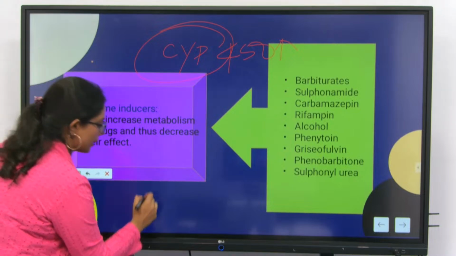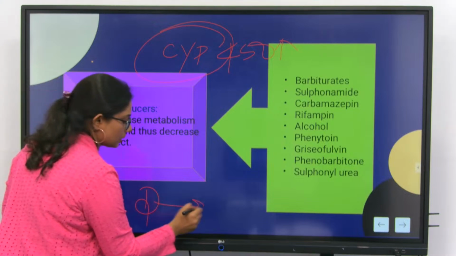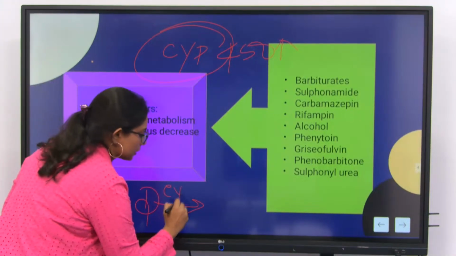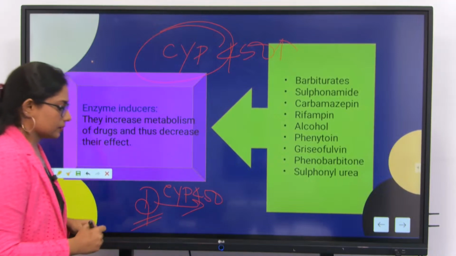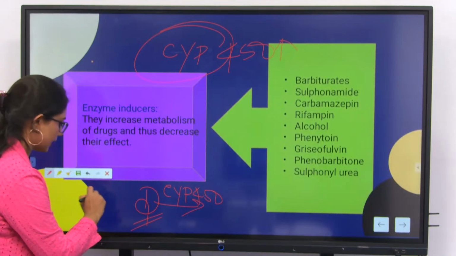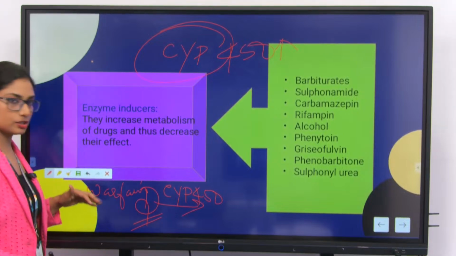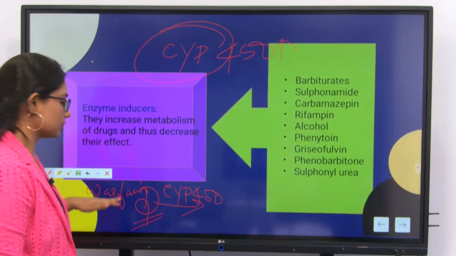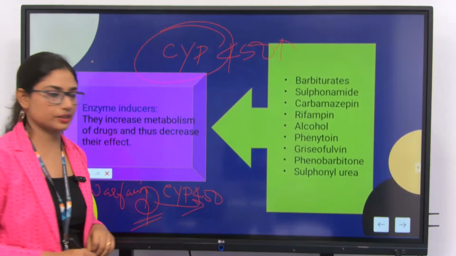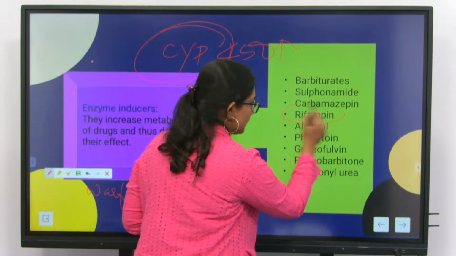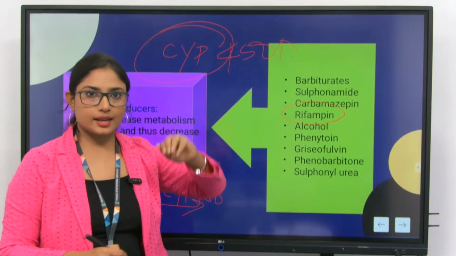Suppose I'm giving a drug, and after distribution and showing its effect, it is going to get metabolized with the help of the enzyme cytochrome P450. Along with this drug, suppose a patient is taking warfarin, a very common anticoagulant drug. If the patient is on warfarin and suddenly gets affected with tuberculosis, the doctor prescribes the drug rifampin. So the patient started taking rifampin.